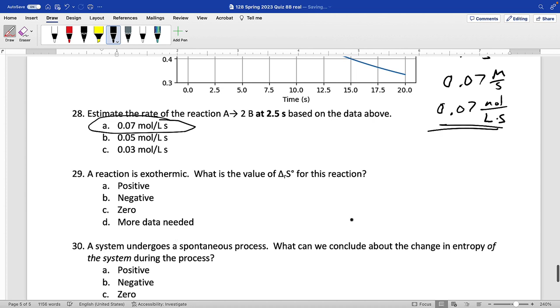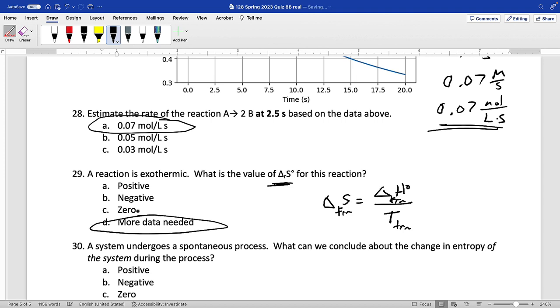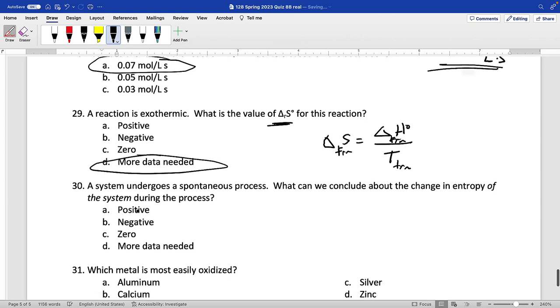A reaction is exothermic. What's the value of delta S for this reaction? You may remember that delta S and delta H for a reaction are independent variables, so we can't get one from the other. You might be fooled by thinking about this equation, but this equation's only applicable for phase transitions. So if you have a transition like boiling or melting, you can use the heat of the transition to get the delta S of transition, but you cannot do this for chemical reactions, so we need more data. There are reactions that are exothermic that have a negative delta S and some that have a positive delta S. There's just not a relationship there.